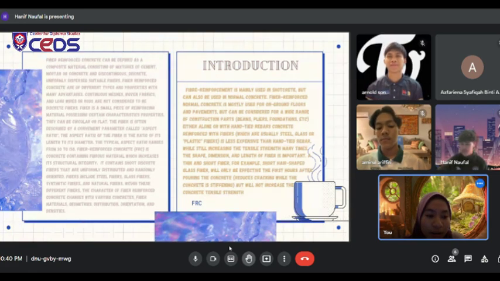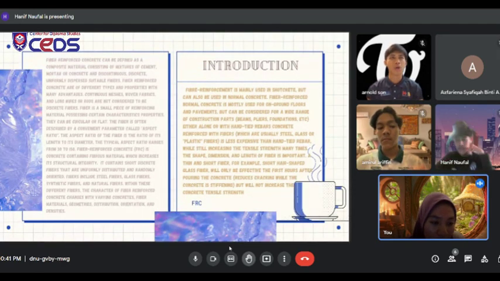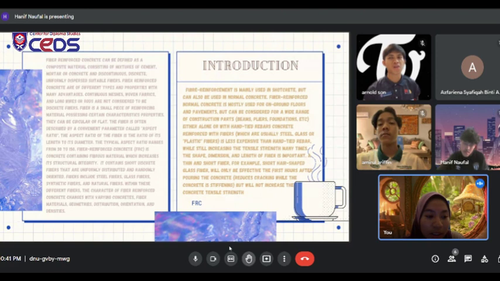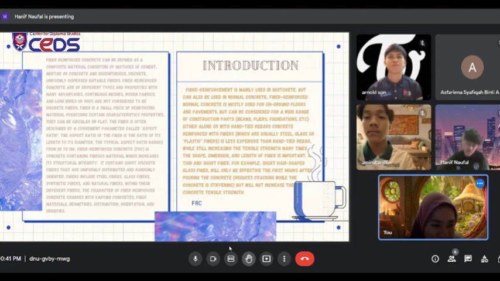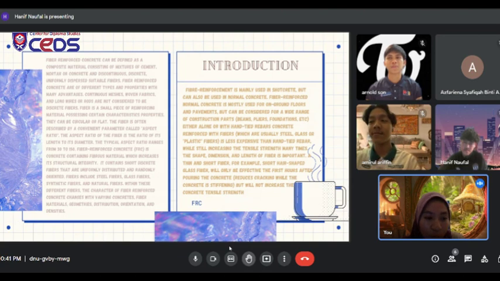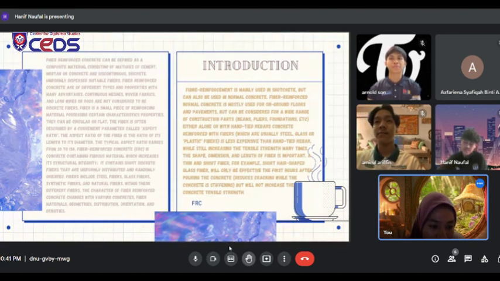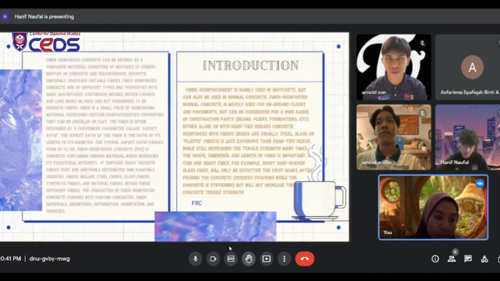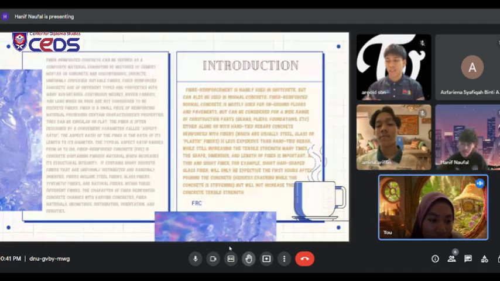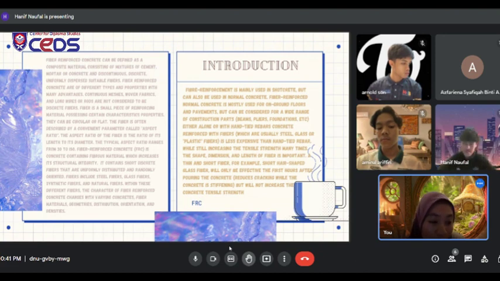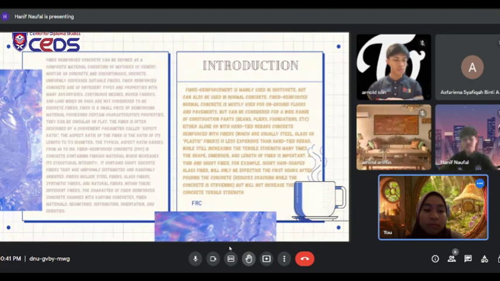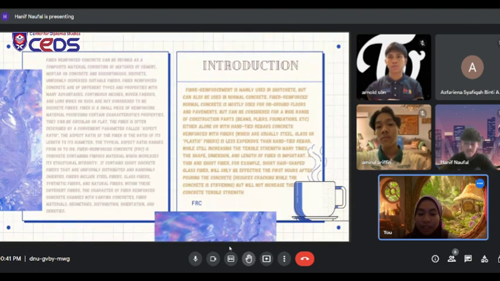FRC is concrete containing fibrous material which increases its structural integrity. It contains short discrete fibers that are uniformly distributed and randomly oriented. FRC includes steel fibers, glass fibers, synthetic fibers, and natural fibers. Within these different fibers, the character of fiber concrete changes with varying concretes, fiber materials, geometries, distribution, orientation, and densities. FRC is mainly used in shotcrete but can also be used in normal concrete.